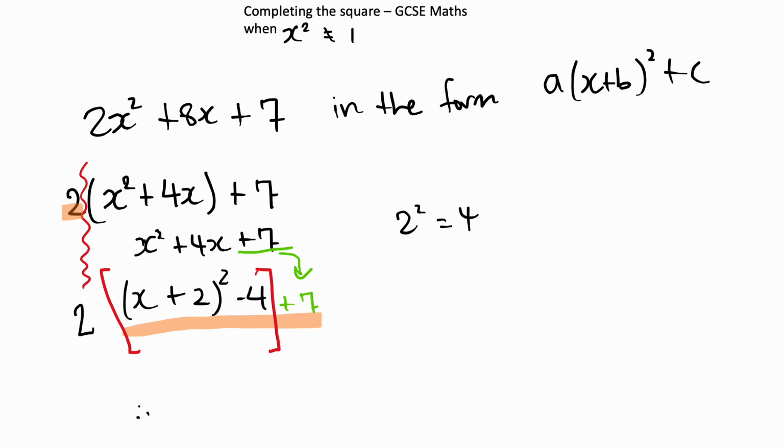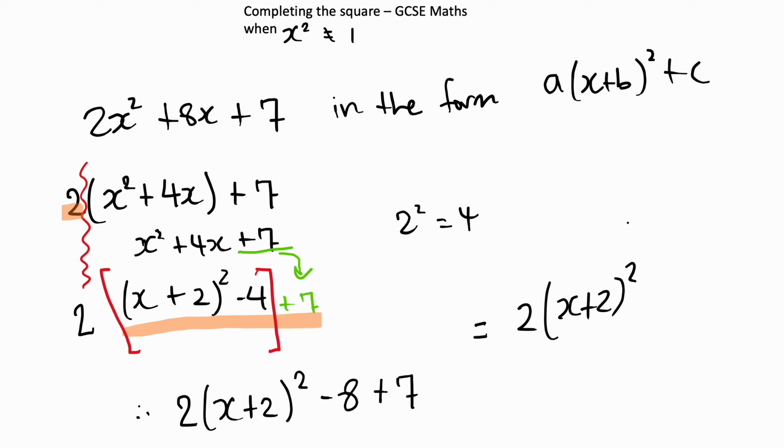So now if we finally simplify our answer, it's going to give us our final answer of 2 multiplied by (x plus 2) squared minus 4 times 2, which is 8. Minus 8 plus 7. We can't really simplify the bracket part. Let me write that in a bit better. 2 brackets (x plus 2) squared, and then minus 8 plus 7. Now we can simplify this because we've multiplied the minus 4 by 2 already. So minus 8 plus 7 will just give us minus 1. And that is how you simplify when the coefficient is not 1.